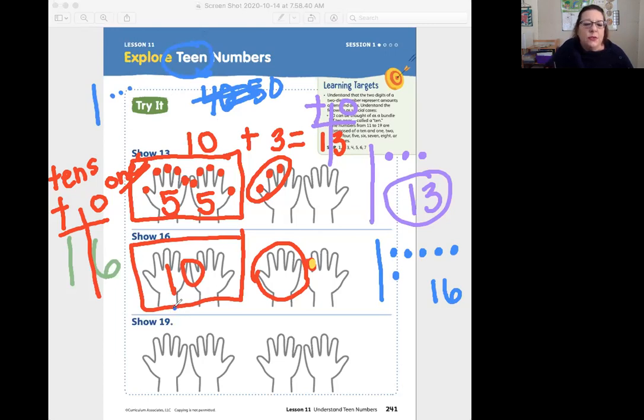Okay, let's go down to this problem here. It says show 19. So I'll put my 19 over here and I can draw my T graph, right?